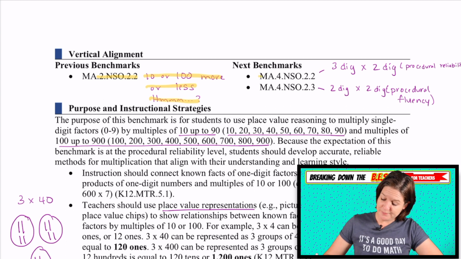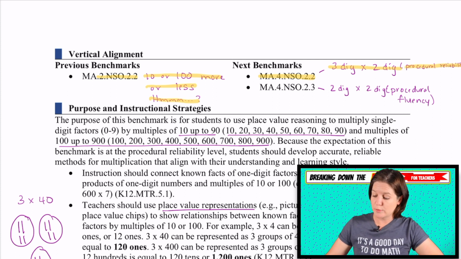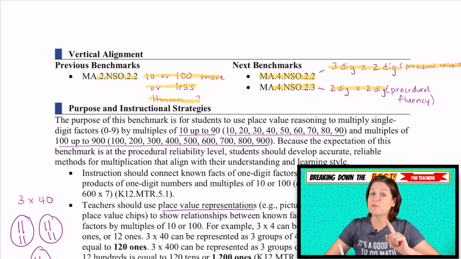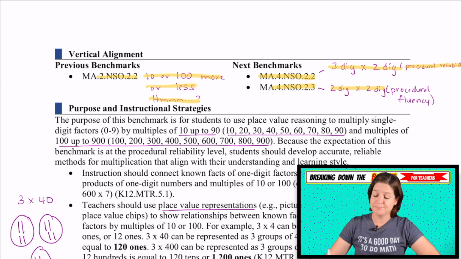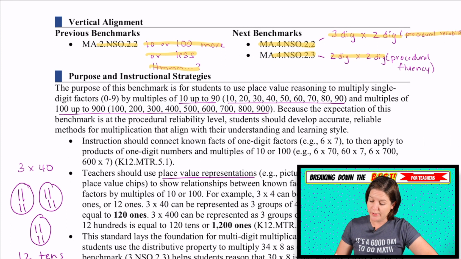But then in fourth grade, we go into 3 digits times 2 digits using place value strategies with procedural reliability. And in 4th grade, again, 2 digits times 2 digits using procedural fluency, which is standard algorithm. So this one is a doozy. We got to make sure we nail this one.